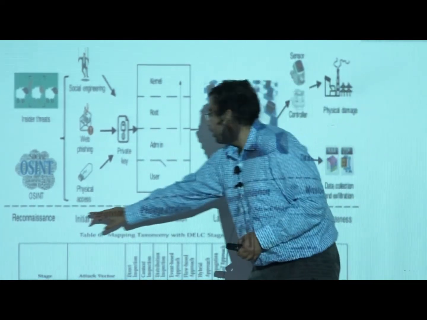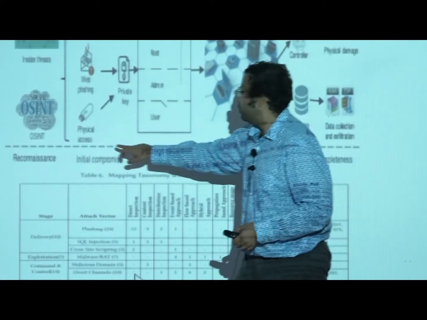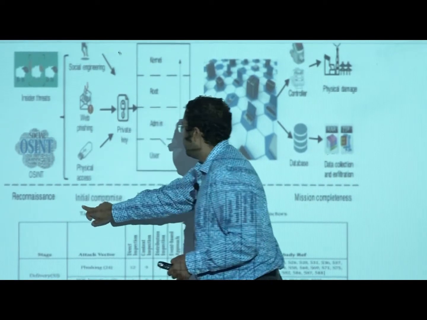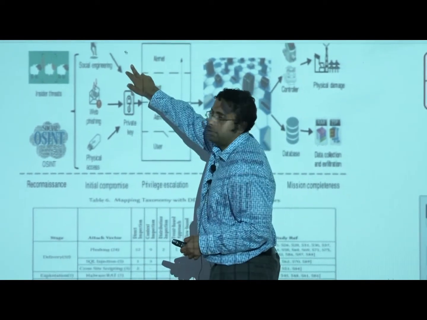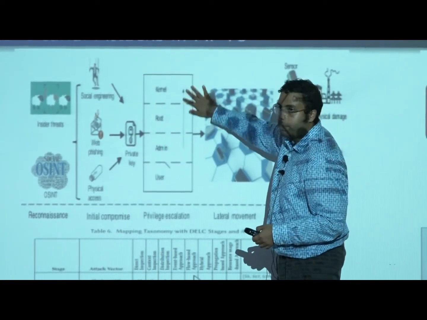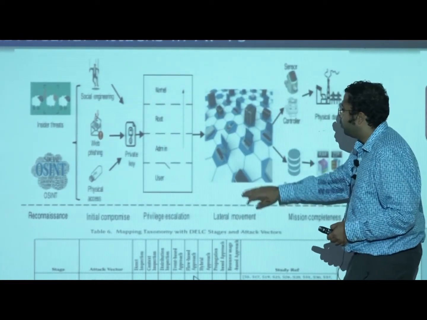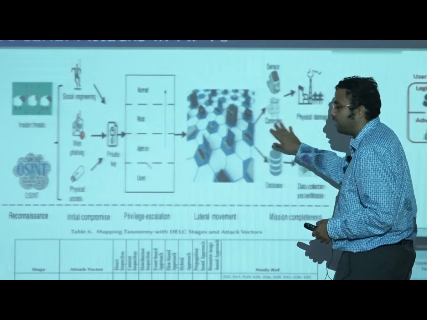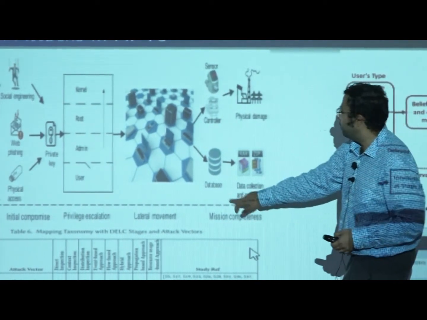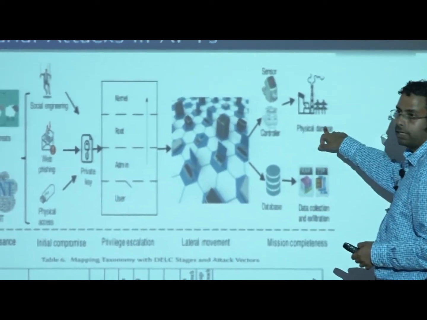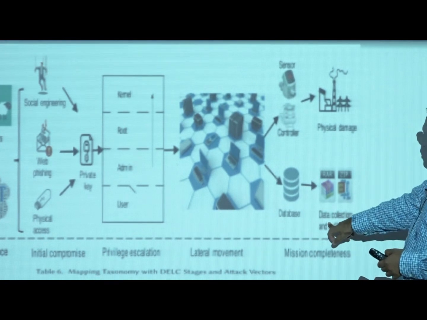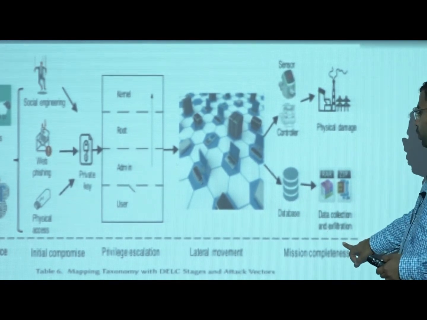And here there are different stages it goes through. Open source intelligence and its analysis is reconnaissance. Then initial compromise is just something like phishing. Then privilege escalation is where you impersonate users. Then lateral movement is getting into the network, then into hardware, databases, etc. Then mission completion is doing the damage, physical damage to critical infrastructure, or getting sensitive data, and so on.